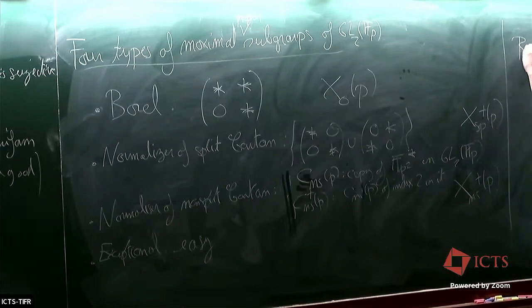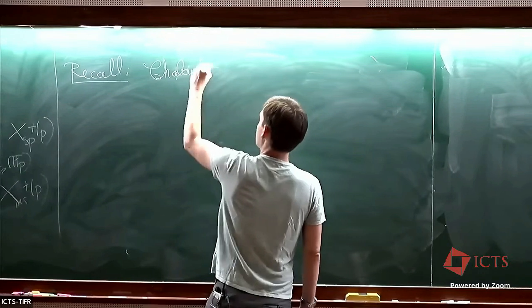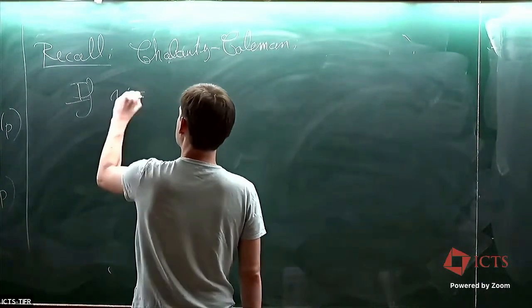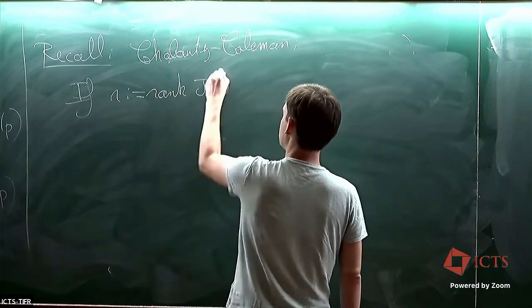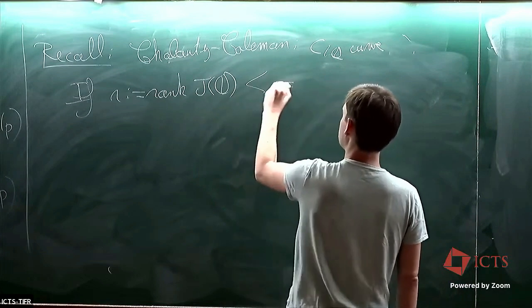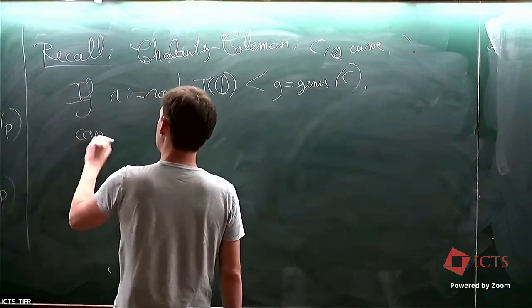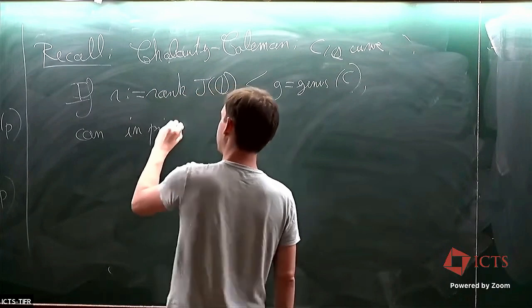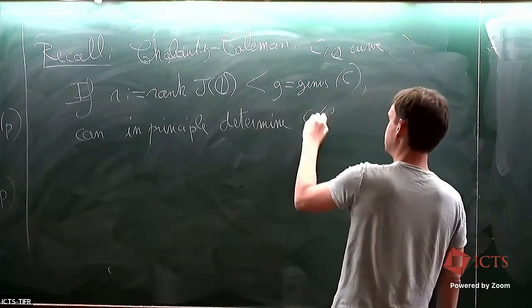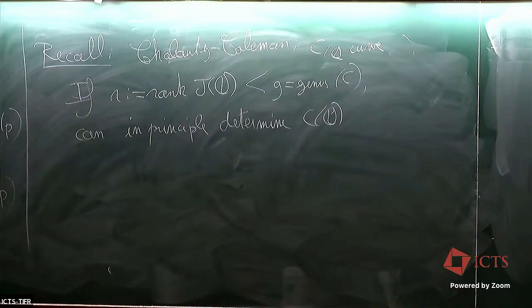So recall last week, the Chabauty-Coleman method. So if r, the rank of a Jacobian J, so C over Q curve here. If the rank of the Jacobian is less than g, the genus of C, you can, in principle, let's say, I'm being a bit vague here, determine C of Q. We can get a bound on the number, and in practice, if we have equations, we can compute the points with a bit of luck.